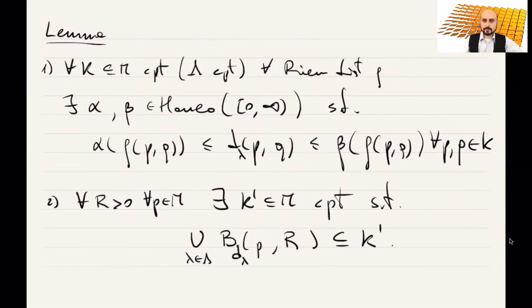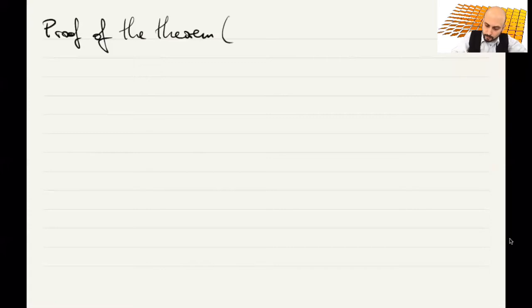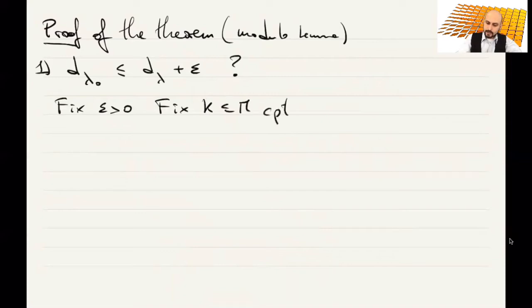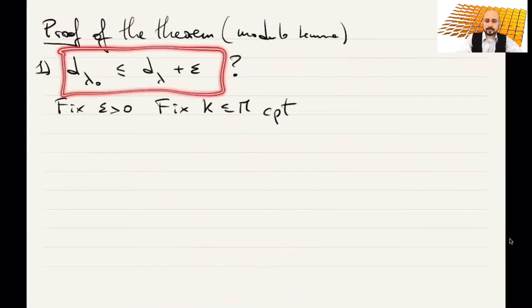Okay, so let's start the proof of the theorem, modulo this lemma. First part, let's prove that the distance associated to lambda 0 is less or equal than d_λ plus epsilon. So I fix some epsilon, I fix a compact set K, and I need to prove this inequality for lambda close enough to lambda 0.